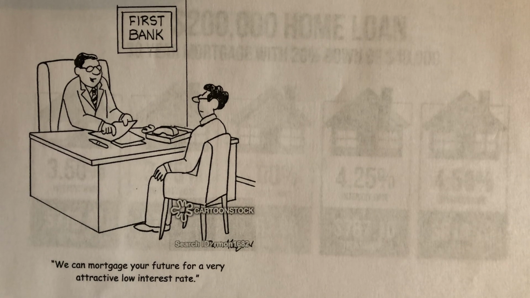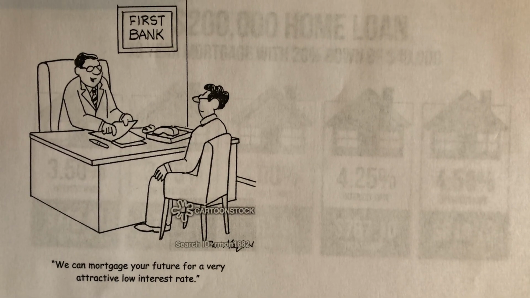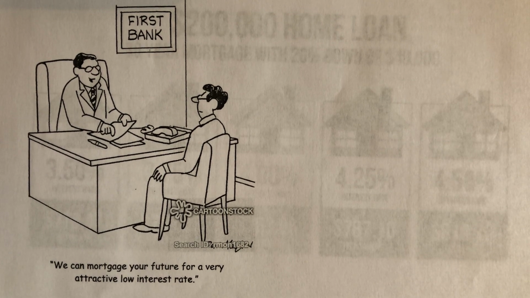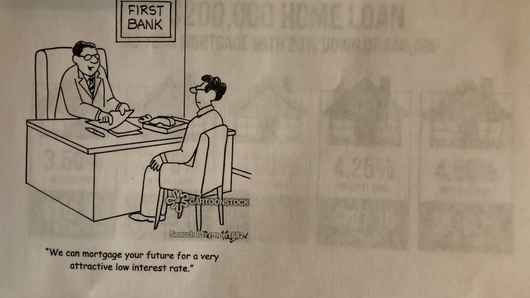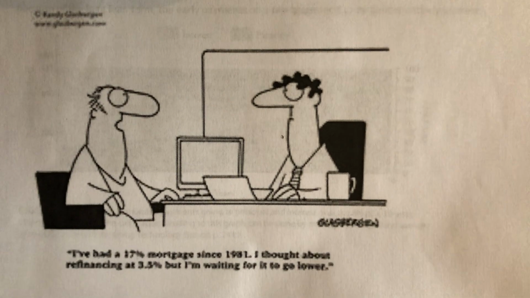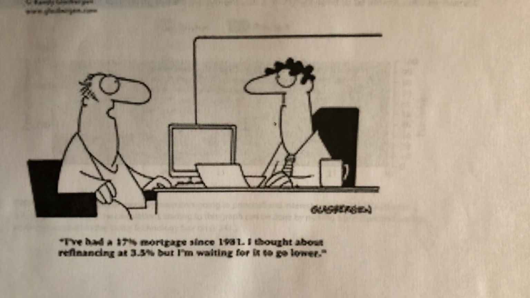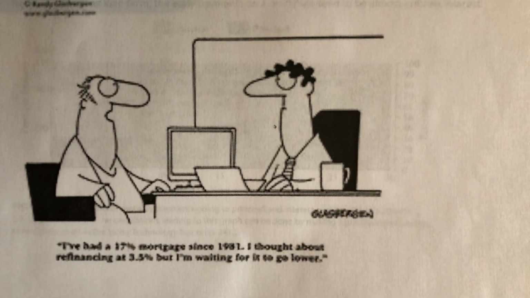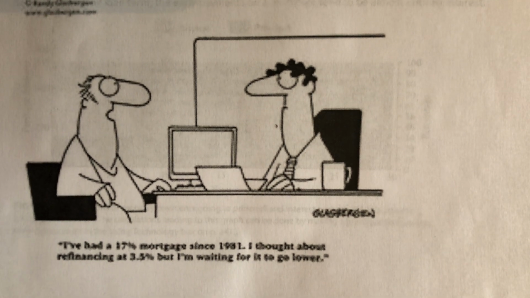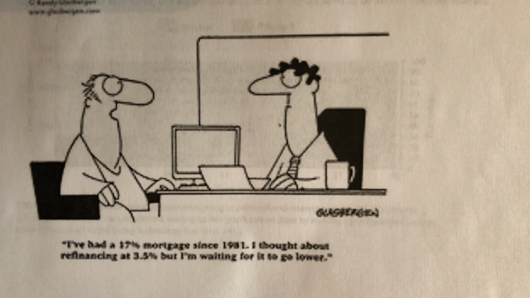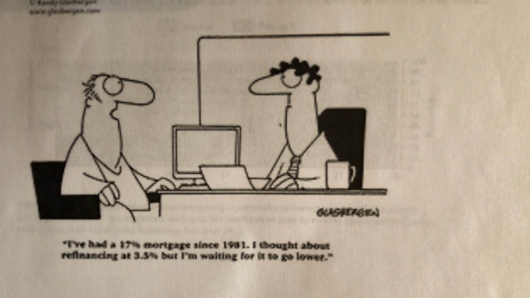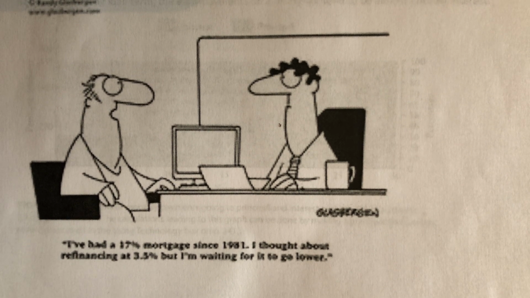Okay. So yes, you can mortgage your future for a very attractive low interest rate. Once again, be careful with what you do because this is a fairly big decision. All right, back in the 1970s, 1980s, interest rates were 17, 18, 20% for a house. Okay, that was what was common. That's why a lot of people didn't actually buy houses back in the 70s and 80s. They couldn't afford 20% interest.